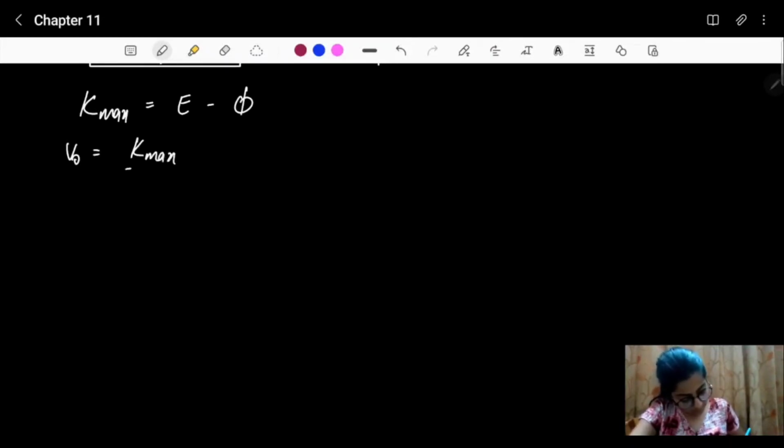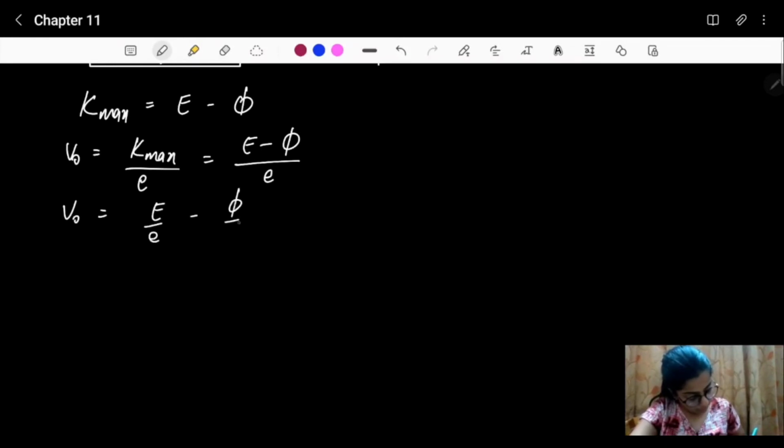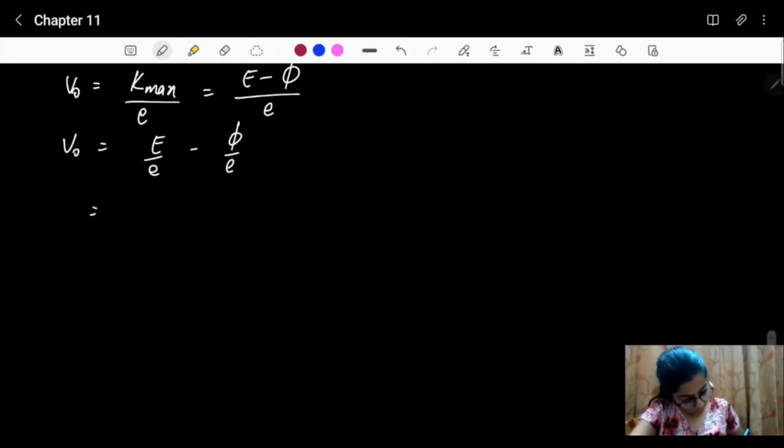Okay, now Kmax is also equal to the energy of a photon minus the work function of a metal. So we have V0 equals Kmax divided by e. Instead of Kmax, I will write E minus phi divided by e. So V0 equals E by e minus phi by e. E is equal to hc by lambda, so we'll write hc by lambda.